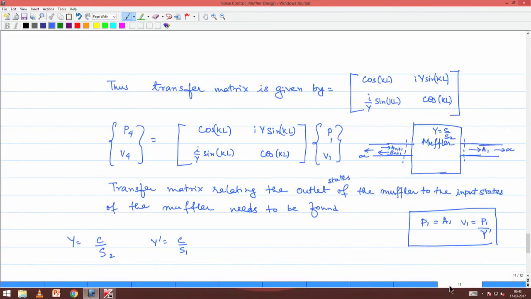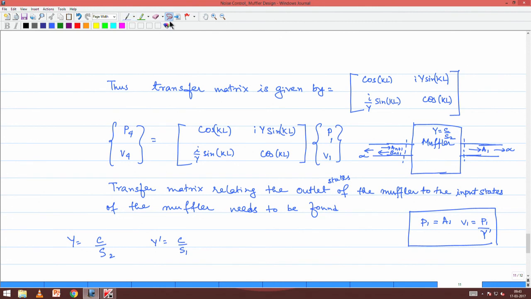We wanted to recover the incident wave which is incident onto the inlet side of the muffler in terms of the state variables, and these state variables are already related to the output states. The output states are exactly given by one outgoing travelling wave. So, therefore, we should be able to do the ratio at this stage. Let us see how it comes through.